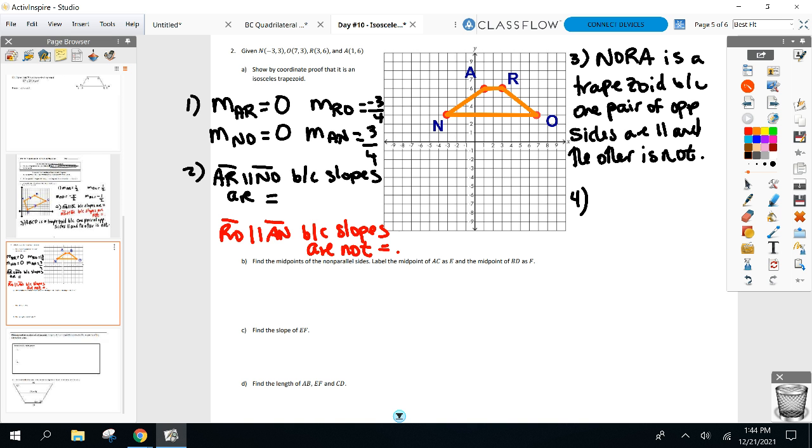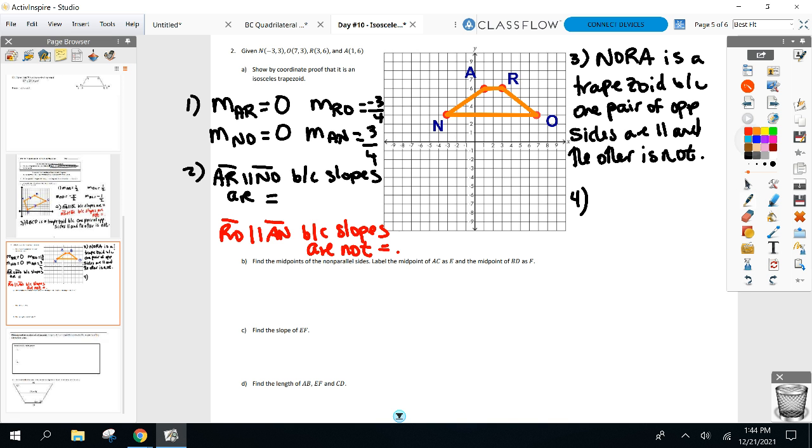I can prove, what's one option? Caitlin? One pair of sides congruent. I can prove the other pair congruent. The non-parallel sides, the legs, we called them yesterday, congruent, or I could do diagonals congruent. Either way I go, I'm going to have to use what formula? Distance, so why don't we just decide, let's prove the legs congruent.